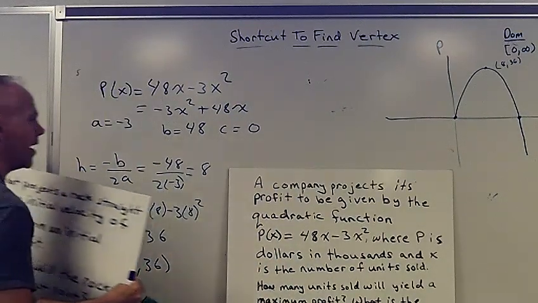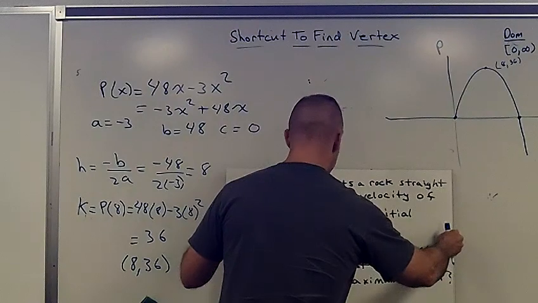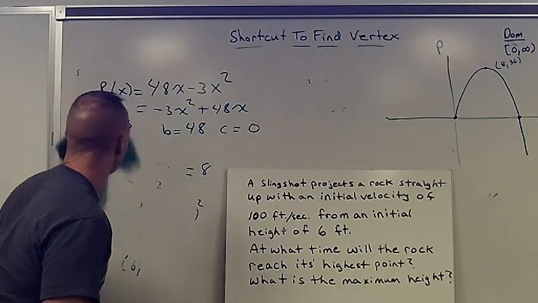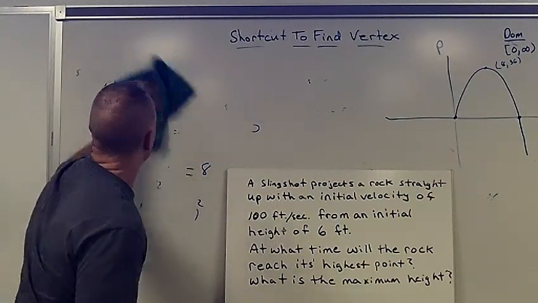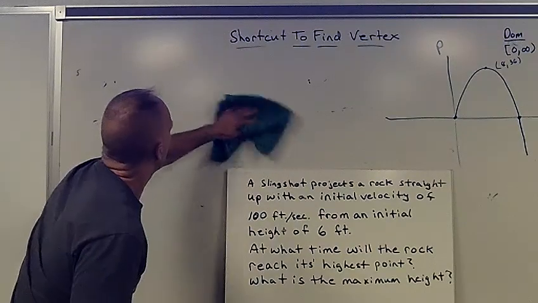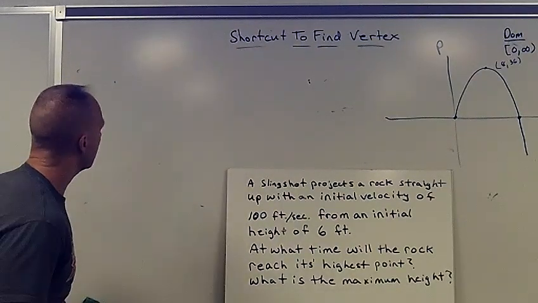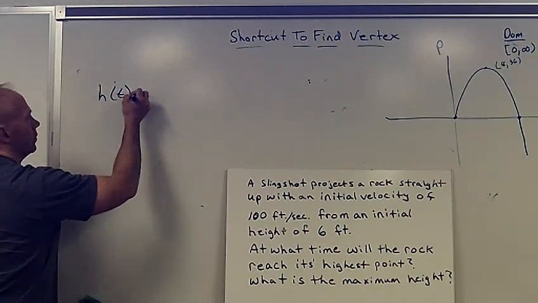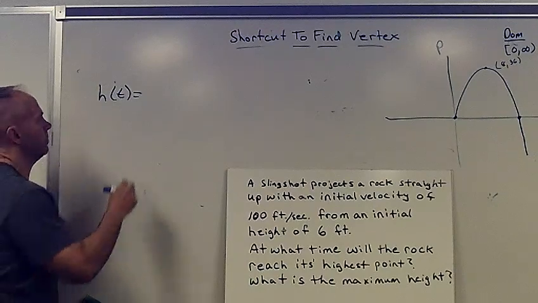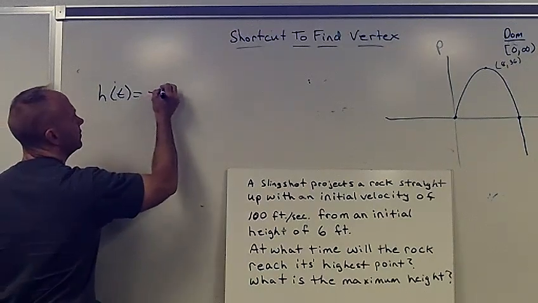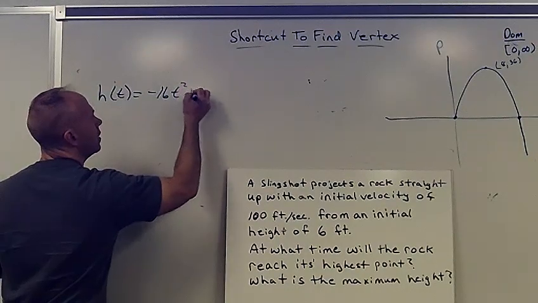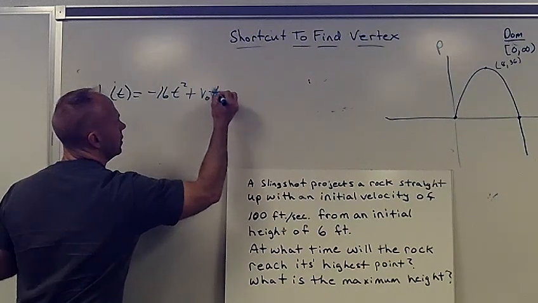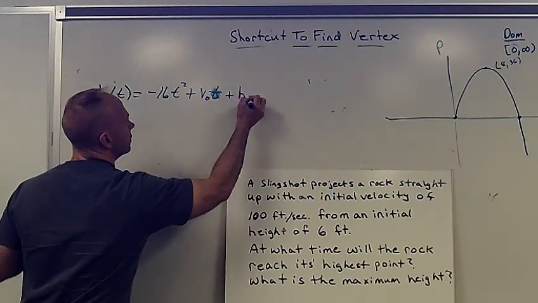Now, let's take a look at another problem. Before we can actually attack this problem, we've got to do a little learning here. A little physics learning. When I've got an object that's projected upwards, its height at any time t is given by negative 16 t squared plus v sub naught t plus h sub naught.